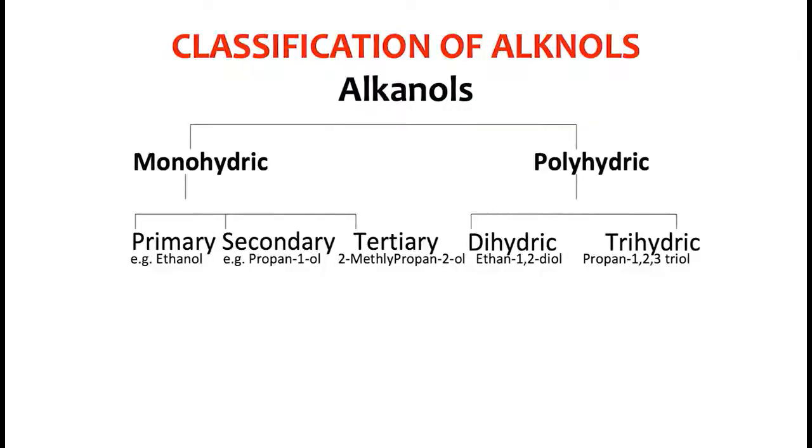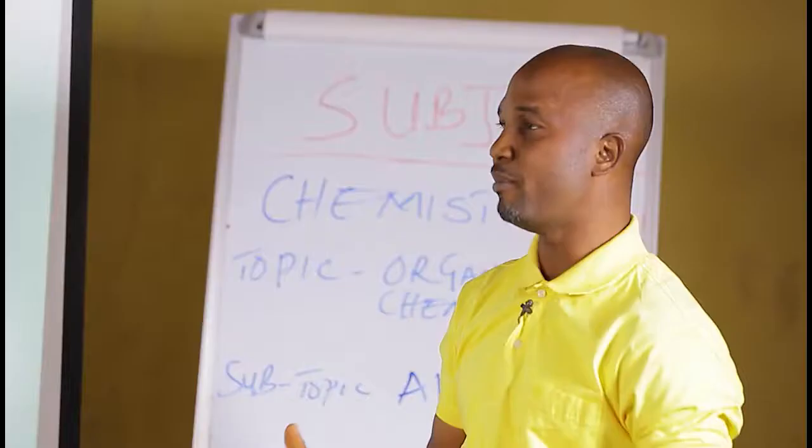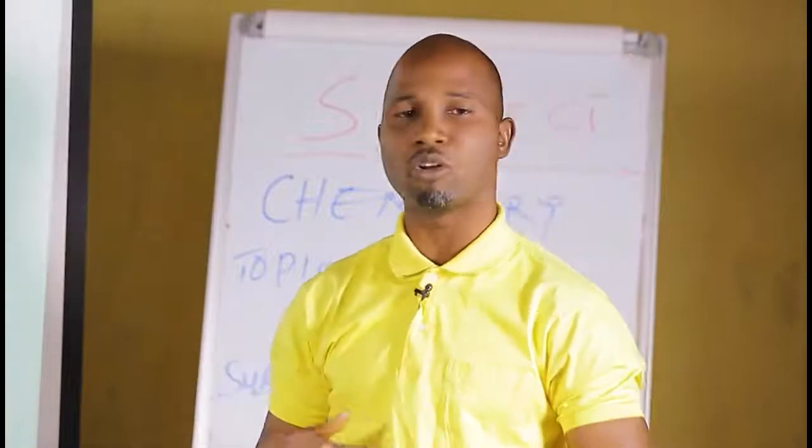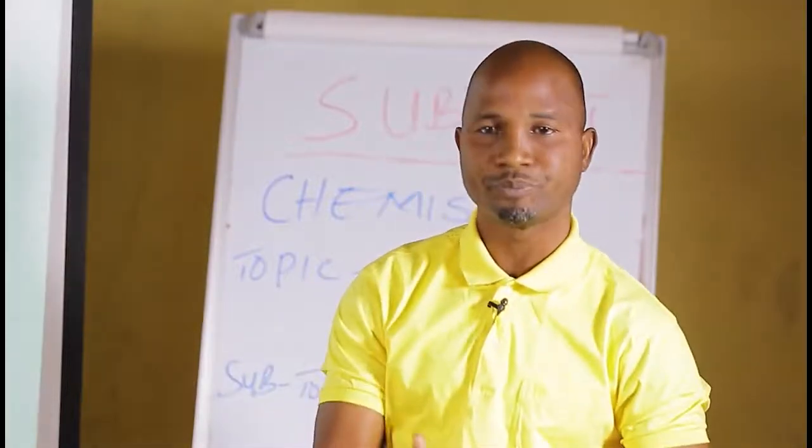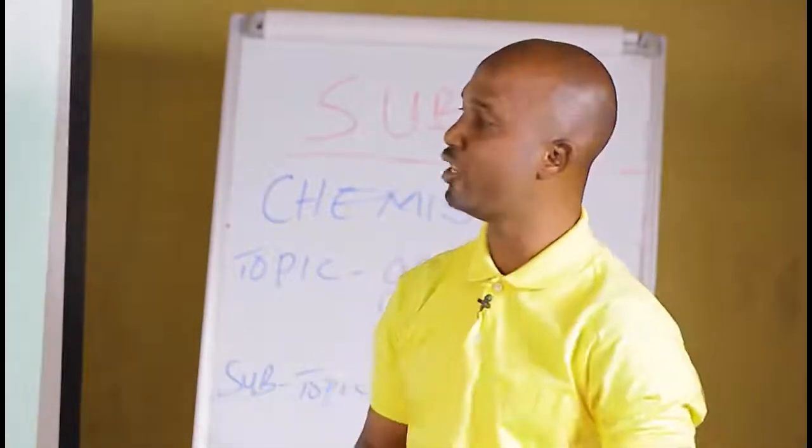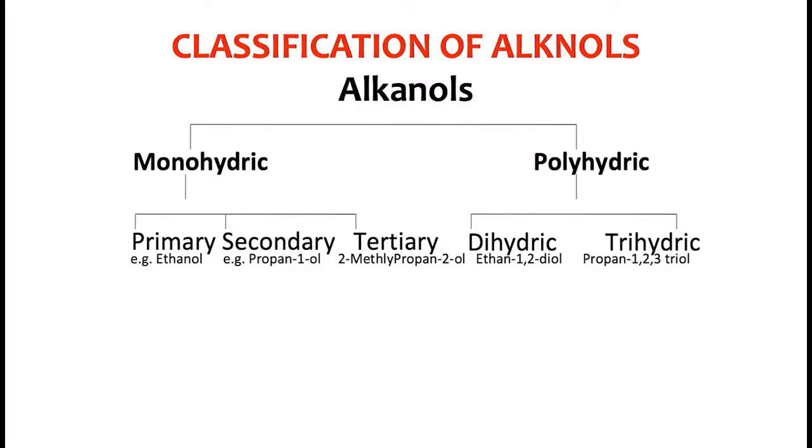Monohydric alkanol can be classified into primary, which is also called first degree alkanol, or secondary, which is called second degree alkanol, or tertiary, which is also called third degree alkanol. Remember I said monohydric alkanols have one OH, and they can further be divided into primary, secondary, and tertiary alkanol.